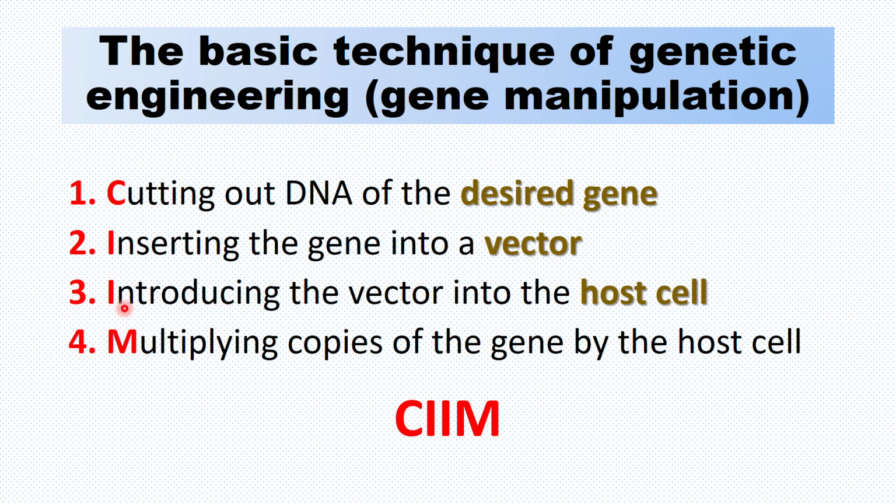The third step is introducing the vector into the host cell, where the host cell allows the vector to replicate, and the host cells can be a bacterium, a yeast, or even a mammalian cell. The last key concept of gene manipulation is multiplying the copies of the gene by the host cell. As the host cell divides, identical copies of the gene of interest are also produced in the new cells, which are then able to synthesize new protein.